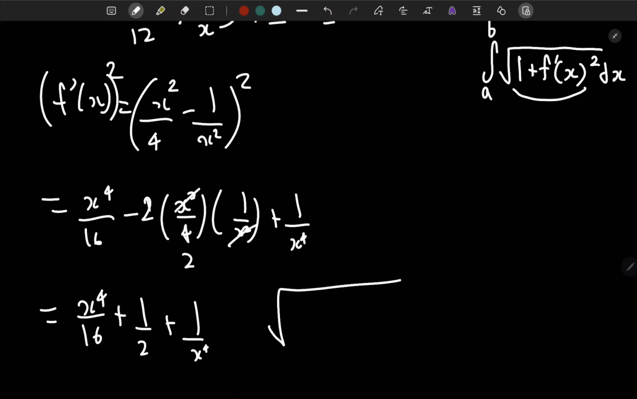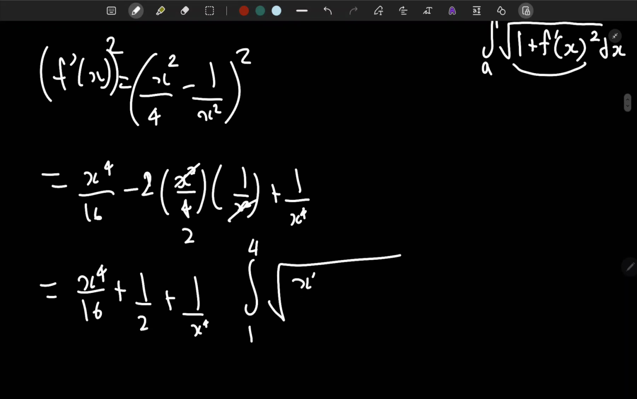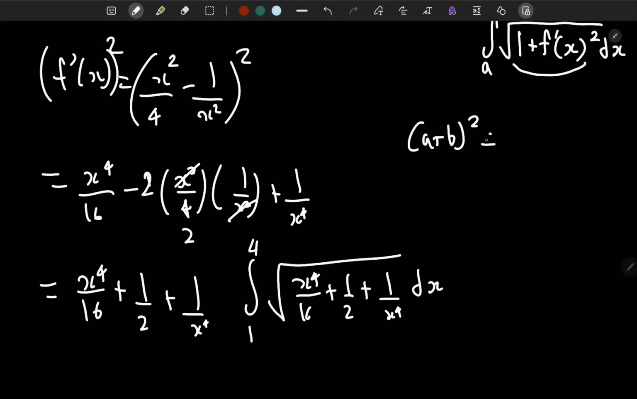So it will be integration from 1 to 4. The limits were 1 to 4 here, and we basically write the 1 plus f prime squared here, so x to the power of 4 over 16 plus half plus 1 over x to the power of 4 dx. And here we realize that this is a perfect square, meaning, let's say we have a plus b squared is equal to a squared plus 2ab plus b squared. And here we have the exact same thing.